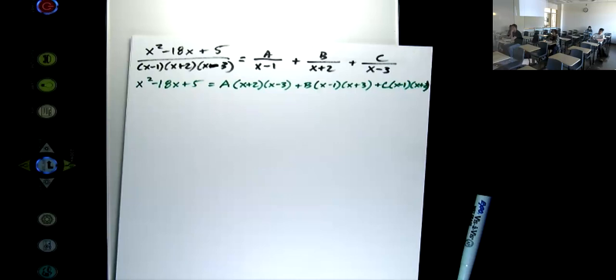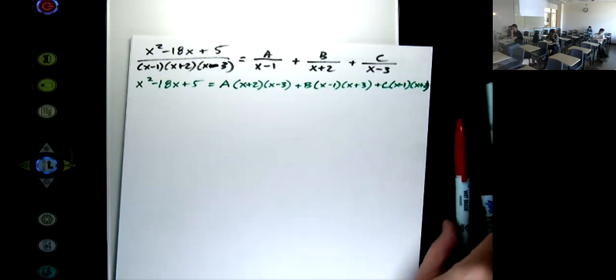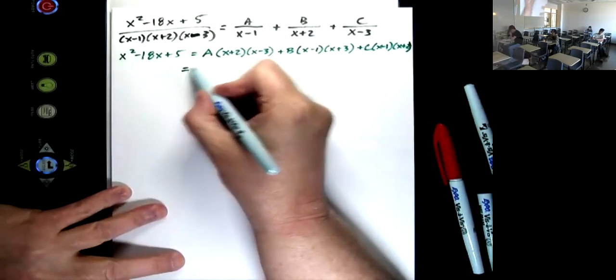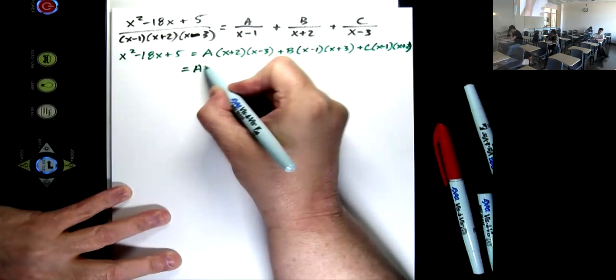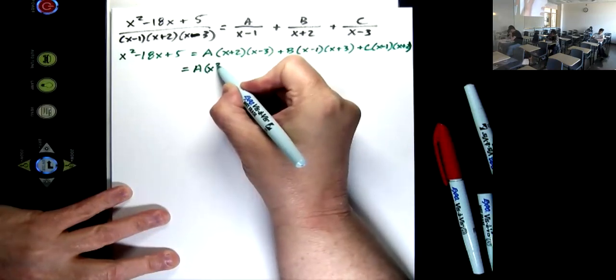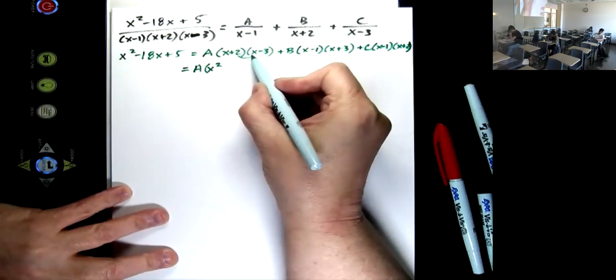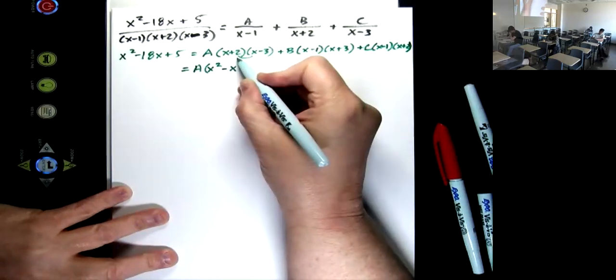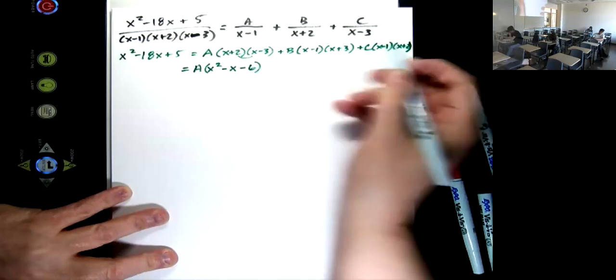So if you like the systems method, you're not going to like it here, because there's a lot of work to do here to get to the systems method. We're going to do that real quick, just to illustrate. I need to multiply this out first. I get x squared. I get plus 2x minus 3x is minus x. And then 2 times negative 3 is negative 6.